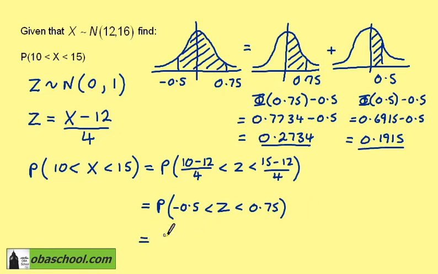Therefore, what we have here is 0.2734 added to 0.1915, and this gives us our answer of 0.4649.